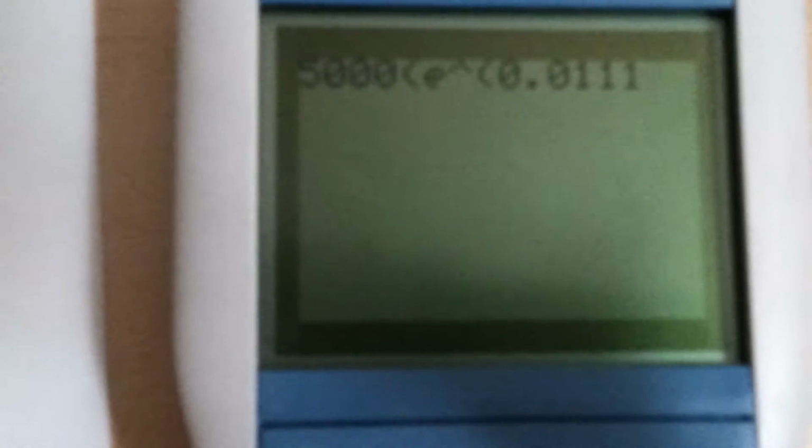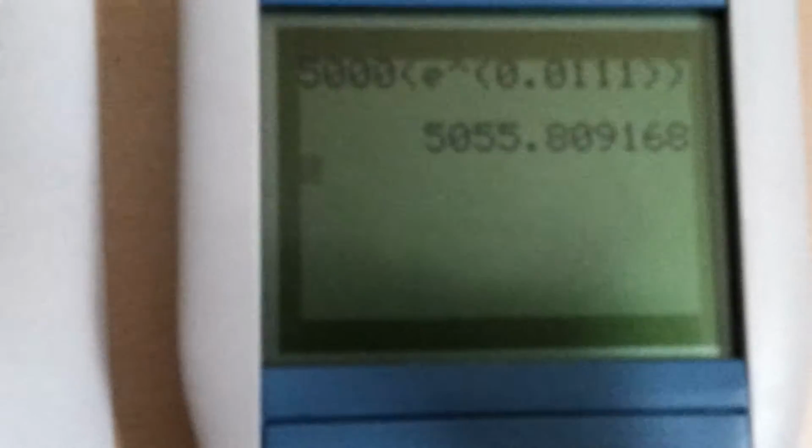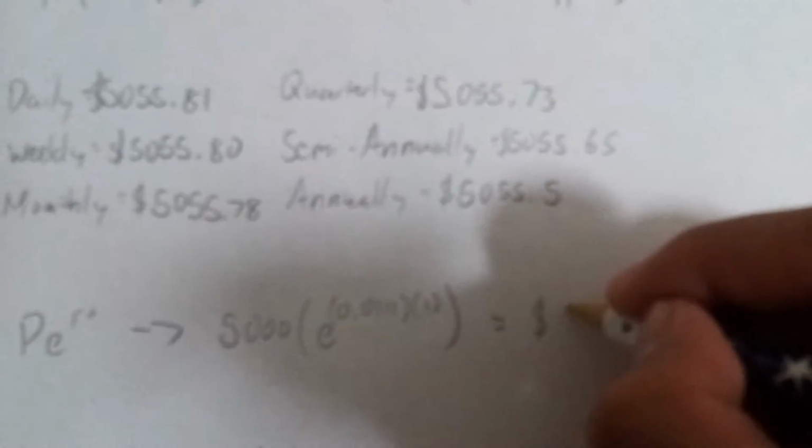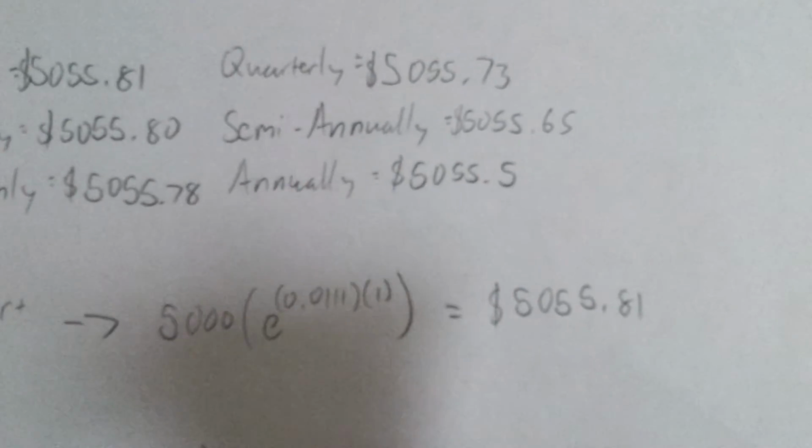Second, quit. And we're not going to put times 1 because anything times 1 is the same number. Press enter and we see that it's 5,055.809. Round to the nearest hundredth. And that's our answer for B.